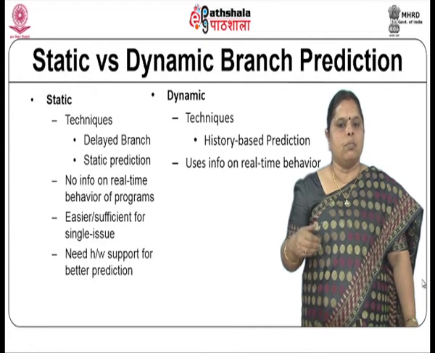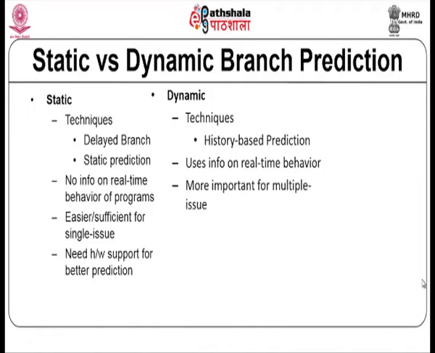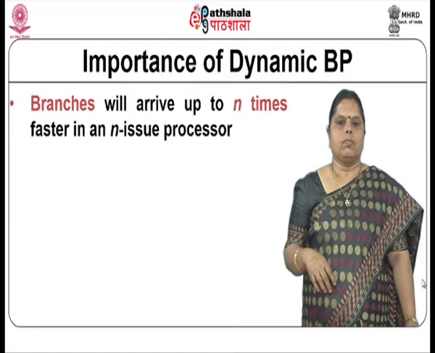So, that is why it is called dynamic prediction. It uses information on the real time, runtime behavior of the program, and it obviously gives more importance for multiple issue processors, because in multiple issue processors you have multiple branches coming into picture, and predictions become more critical and more important as you go on to multiple issue processors. And obviously, compared to static prediction, dynamic prediction has an improved accuracy of prediction.